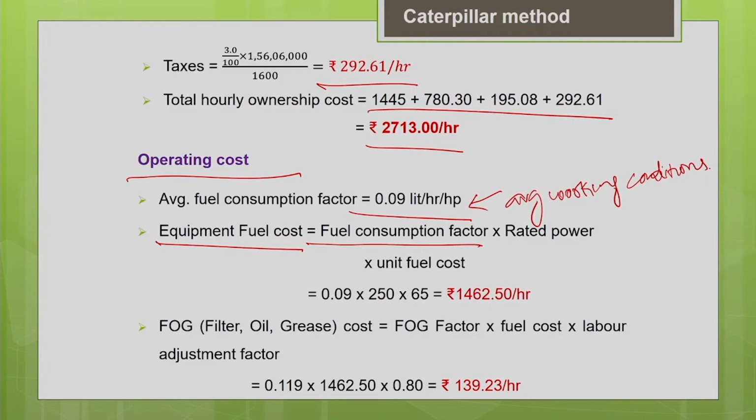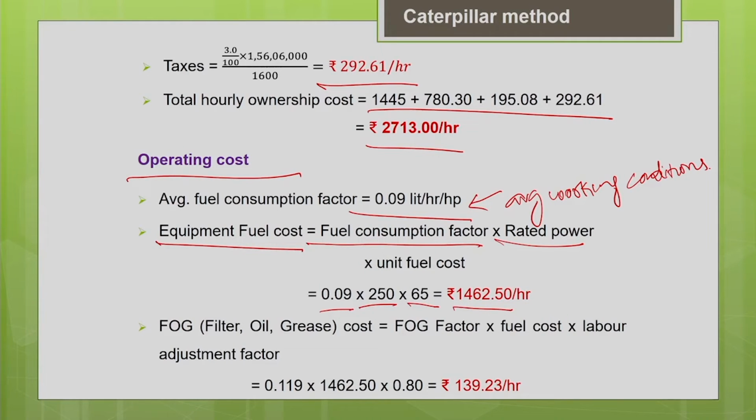So you can determine the values accurately from the appropriate equipment handbook or the manufacturer guidelines. So the fuel consumption factor 0.09 multiplied by the horsepower of the engine, which is 250, and the local unit fuel cost is 65 rupees per liter. So that will give me the hourly equipment fuel cost as rupees 1,462.5.